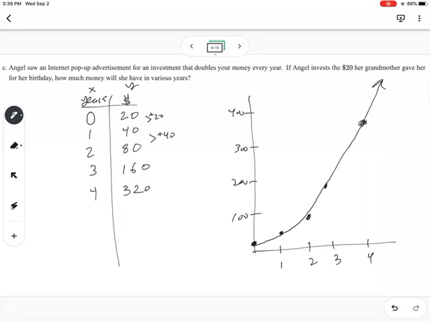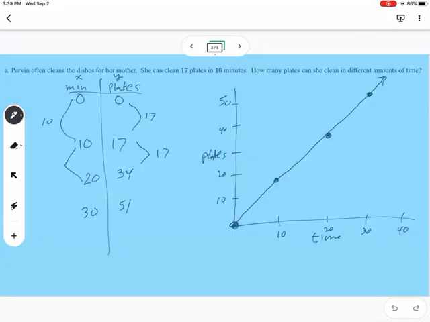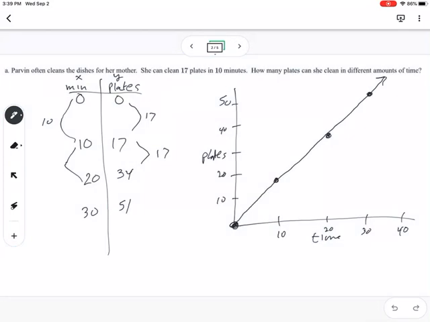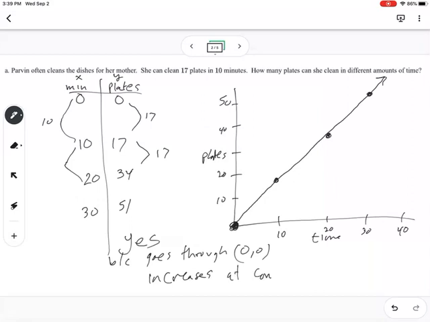Okay, so the question that we need to answer for each of these was, is it proportional, and how do you know? So this first one, is it proportional? Yes, because it goes through 0, 0. That's there. And it increases at a constant rate. So it's proportional.